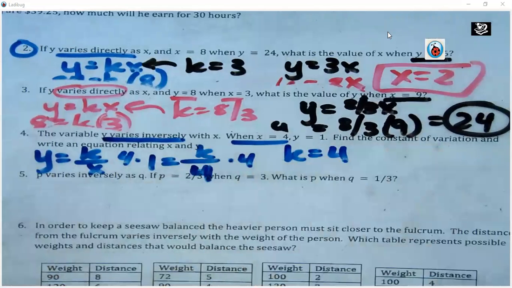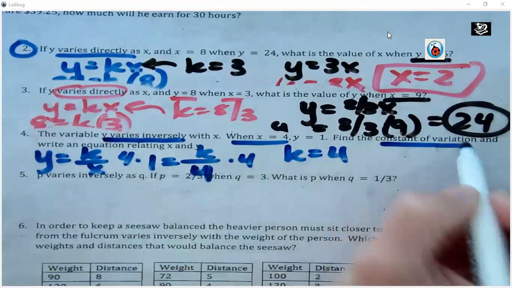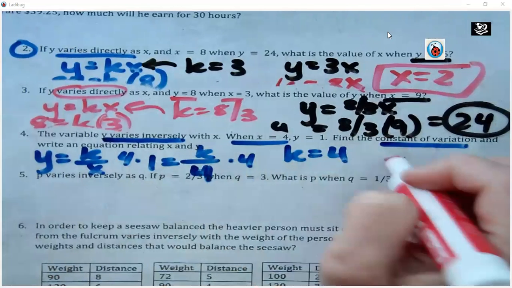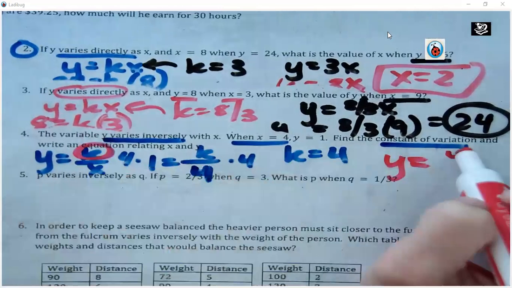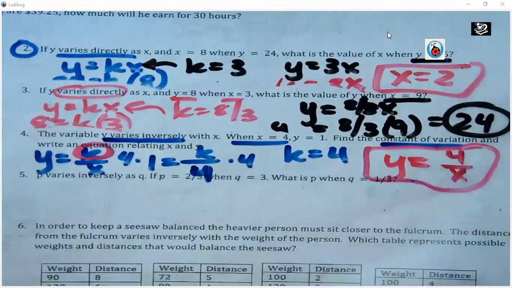So it said find the constant of variation. Did we find the constant of variation? Yes, that's k. Okay, and then it says write the equation. So my equation is going to be y equals k, which is 4, and then you just put the x back in. So that's the equation they want: y equals 4 over x.